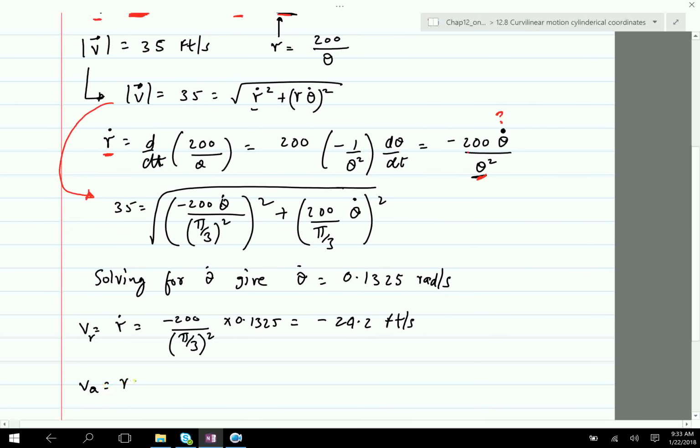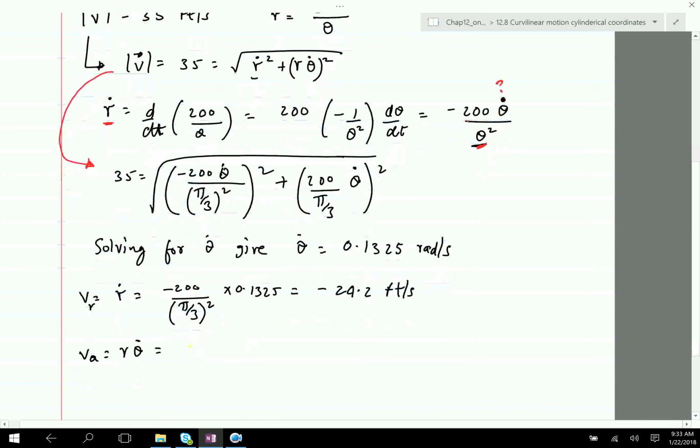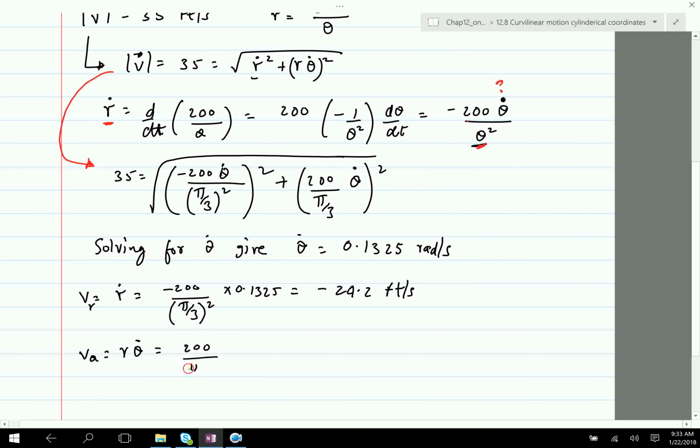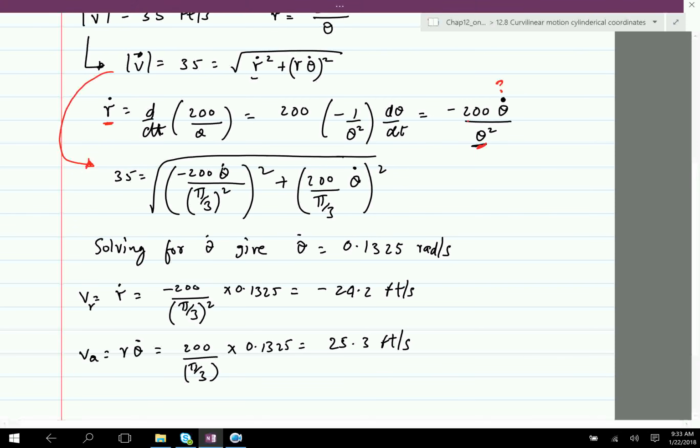V theta is r theta dot. R is 200 divided by theta, times theta dot, which is 0.1325. So V theta is 25.3 feet per second.